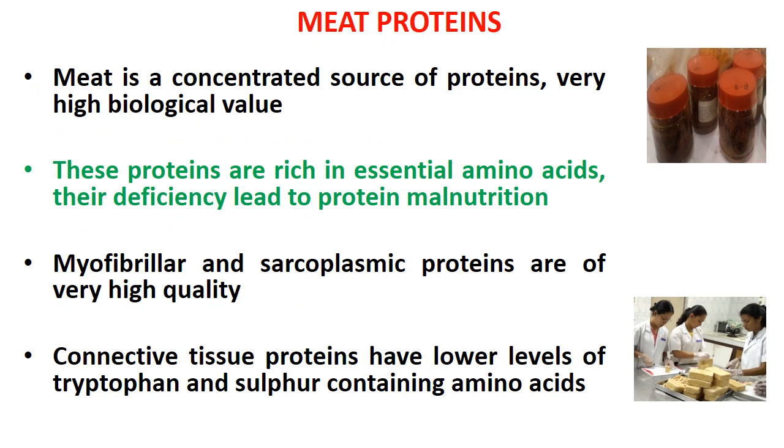Now we will discuss meat proteins. As we all know, protein is a very important nutrient for good health, and meat is a very good concentrated source of protein. That's why meat is a very important food in the diet, and it is so costly. Not only that, there are plant origin proteins, but this animal origin protein, the meat protein, has a very high biological value. These proteins are rich in essential amino acids, and their deficiency leads to protein malnutrition.